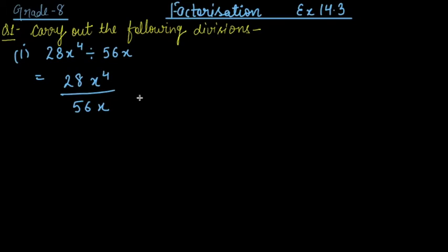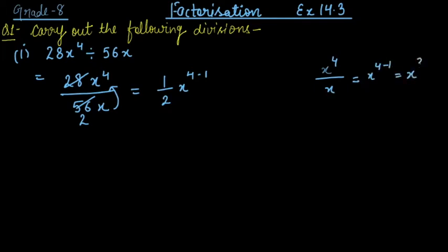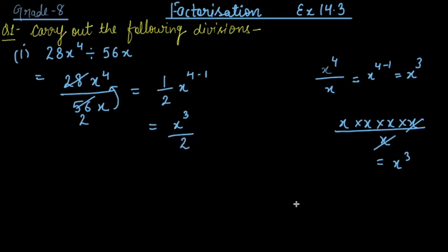If you are a little bit confused, you can do the factorization, but in grade 8 we know directly 28 twos are 56. So this becomes 1 upon 2, and I can write x raised to the power 4 minus 1, because we know the exponent rules, right? This gives you x cube. Or directly it can be expanded as 4 times x upon x, and you cancel it, even then you get x cube. So in the beginning few questions I will be explaining in detail, and then you will be able to manage it, right? So this is the answer for the first part.